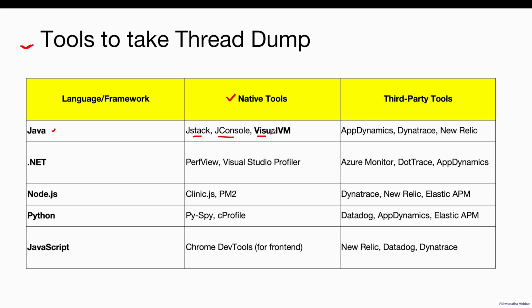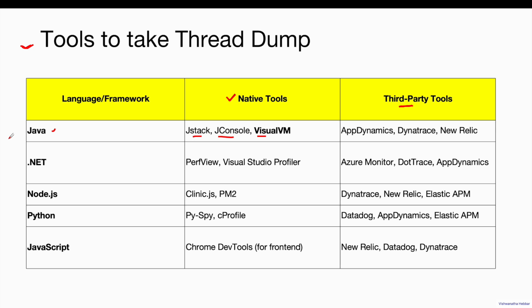We will look into that later, but understand that there are different tools available based on the programming language and framework that you are using. These are third-party tools which you need to pay for and get the license and install on your monitoring server, and you can use that also for taking a thread dump.